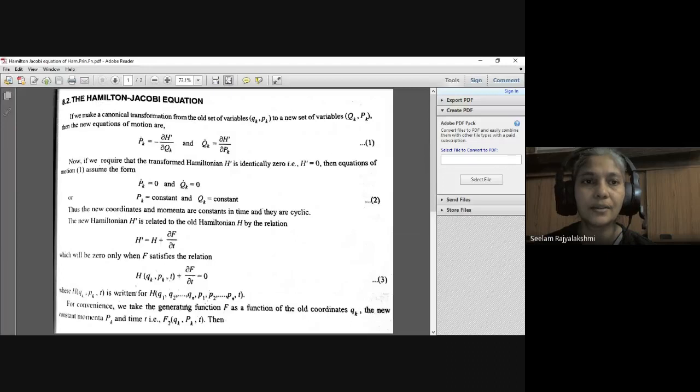The Hamilton-Jacobi equation. Here, if we make a canonical transformation from the old set of variables, small qk and small pk, to the new set of variables, capital Qk and capital Pk, the new equations of motion are P dot k is equal to minus dou h dash by dou Qk and Q dot k is equal to dou h dash by dou Pk, which is equation number 1.